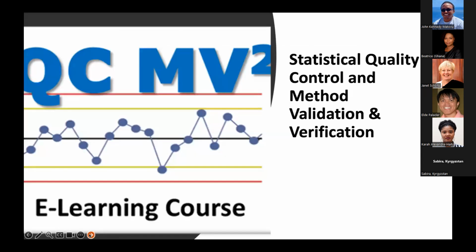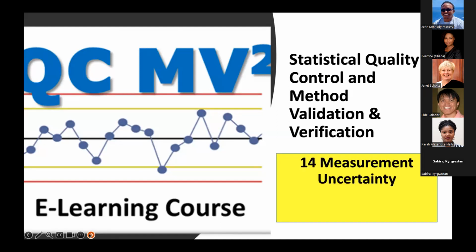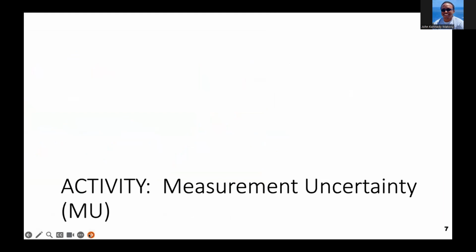Okay, so moving straight on to our first activity for this morning, which is our debrief, module 14, our debrief of measurement uncertainty. And before we go into looking at our homework questions, let's just have a brief overview. Let's look back at what we discussed and what we've learned about measurement uncertainty.